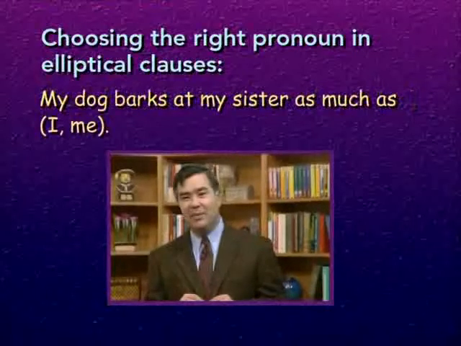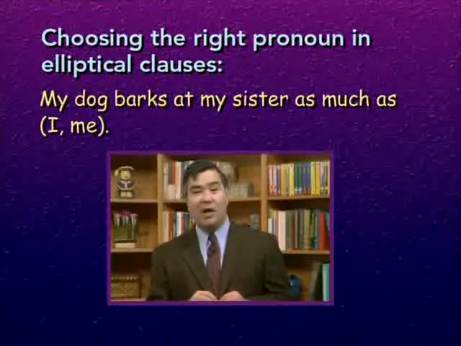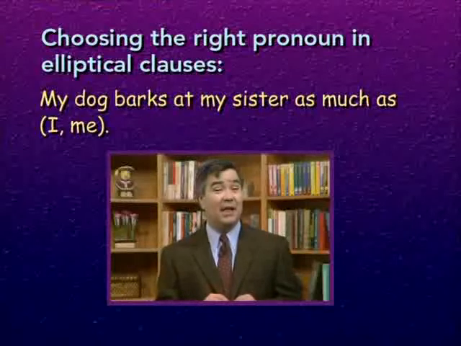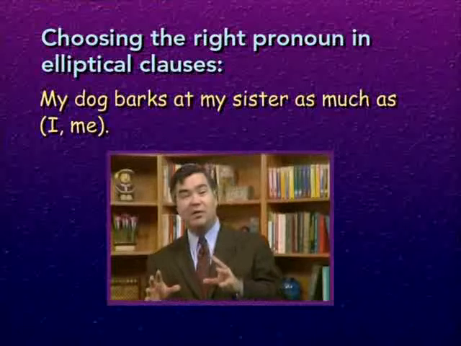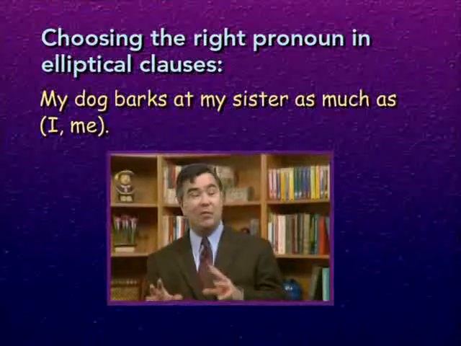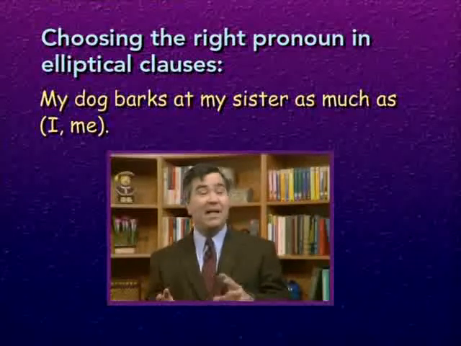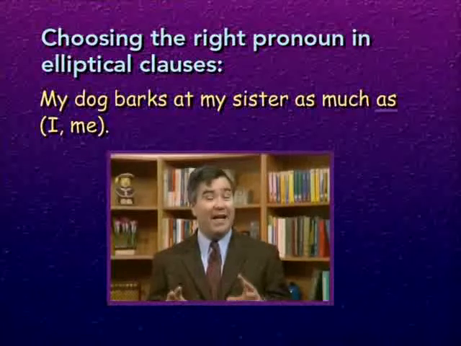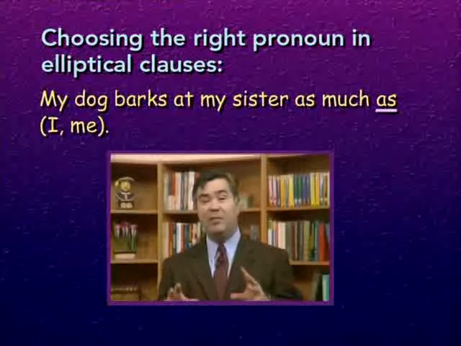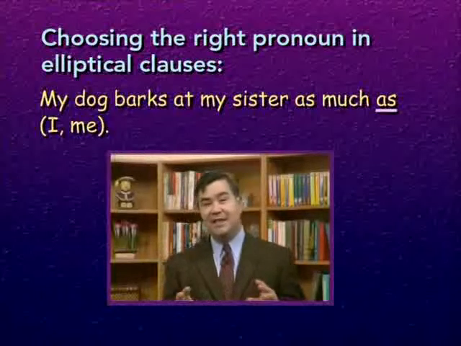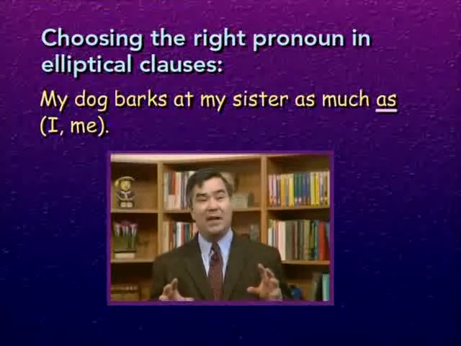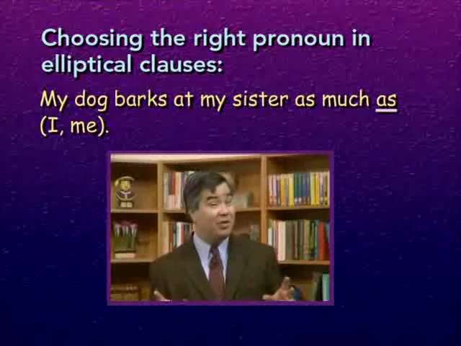Take a look at this example. My dog barks at my sister as much as I or me. Okay, once again we have an elliptical clause at the end of the sentence from which some words have been omitted. And in this case, it begins with as. That's the other word that often begins an elliptical clause. Now, what is being said here? Is the sentence saying, my dog barks at my sister as much as I do?